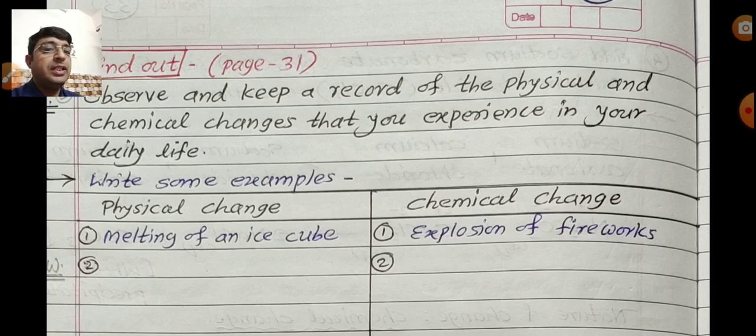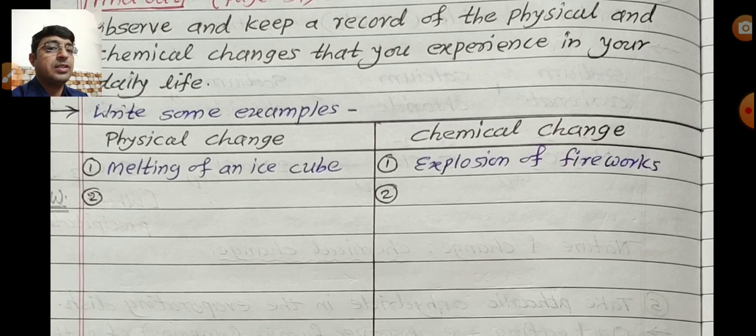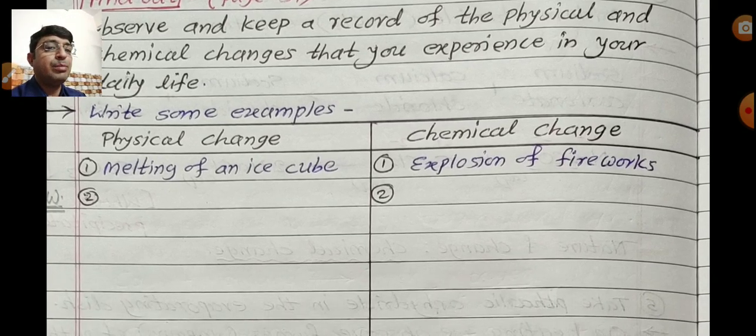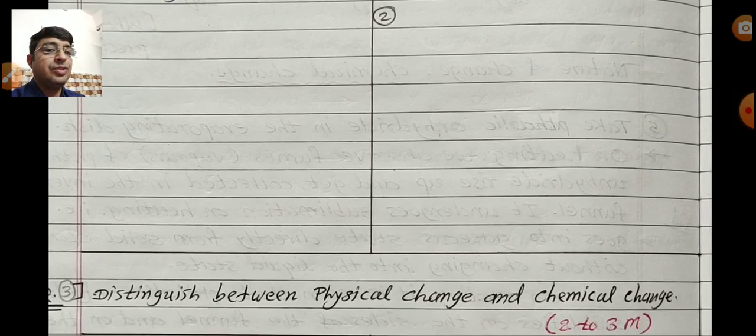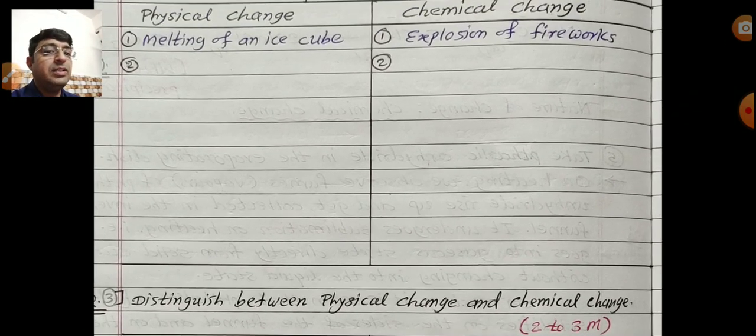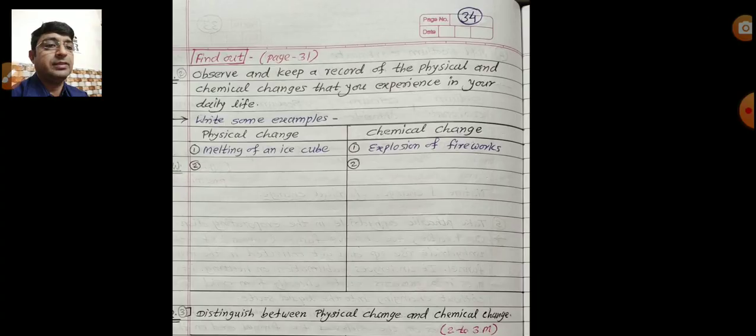Physical change, melting of an ice cube, it is a physical change. And chemical change, one example is given, that is the explosion of fireworks. So you write 4 more examples in each type, that is physical and chemical change. And one more question is given, distinguish between physical change and chemical change. So explanation of this point is given in our textbook on page number 31. See the page number 31.